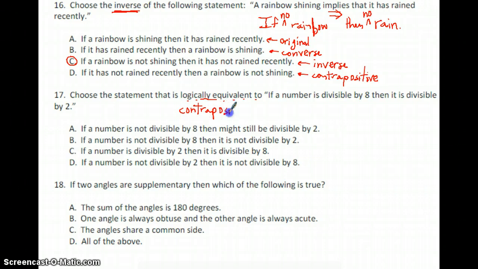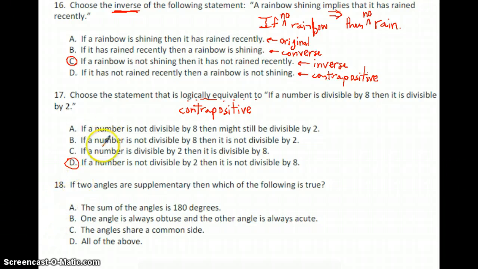There's other ways to say this statement and be logically equivalent, but you know what this chapter is about. It's about testing that fact about the contrapositive creating logically equivalent statements. So let's just seek out the contrapositive and see if it's down here. Contrapositive would be if not the then part, then not the if part. If a number is not divisible by 2, then it's not divisible by 8, and I just said word for word what's in D. I didn't even have to look at the other ones.